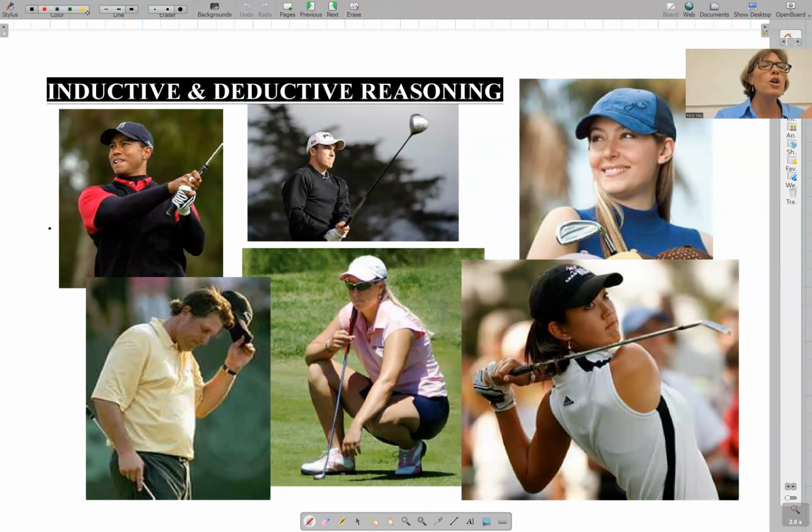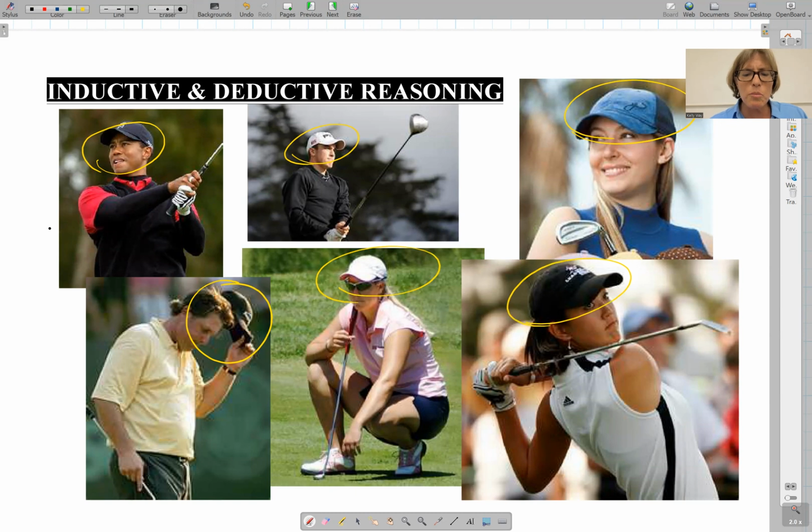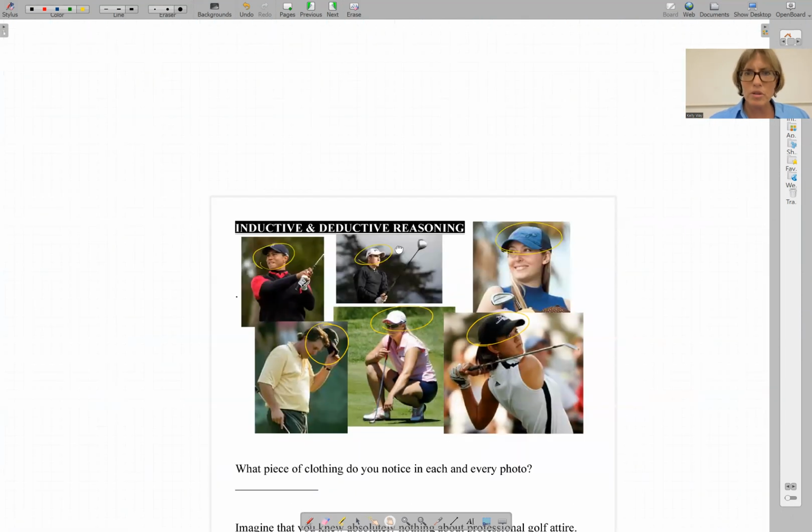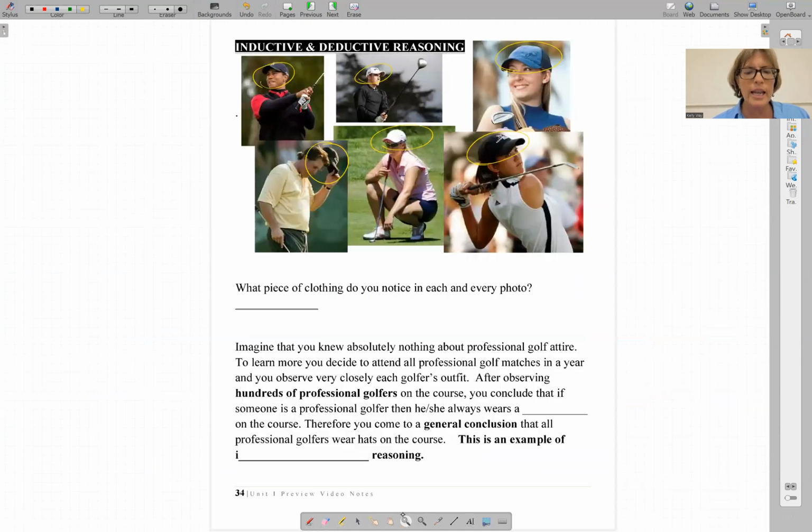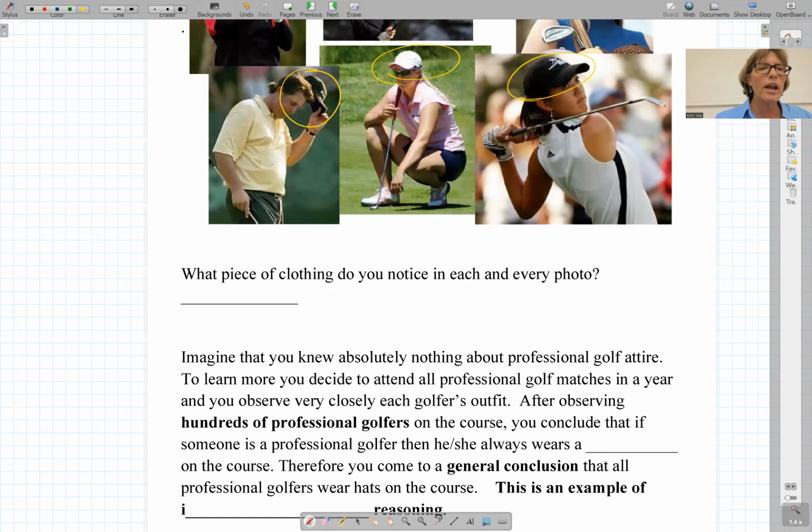And just kind of take a note here, golf. There seems to be a norm here, probably because you don't want the sun in your eyes when you're trying to hit a little tiny ball. You should notice that in every picture here, and most likely in real life, that there is a hat. Okay? So imagine you know nothing about professional golf attire.